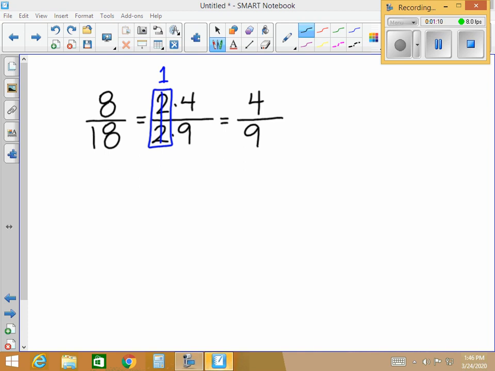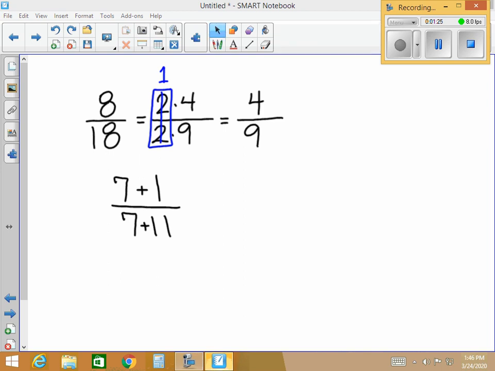Understand when we're reducing a fraction to lowest terms, we can only reduce if the top and the bottom have factors in common. If I write 8 as 7 plus 1, and I write 18 as 7 plus 11, notice that if I try to cancel out the 7s there, that leaves me with 1/11. I just said that 8 over 18 reduced to lowest terms is equal to 4/9. 4/9 and 1/11, definitely not equivalent fractions.